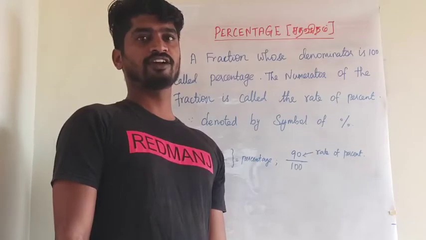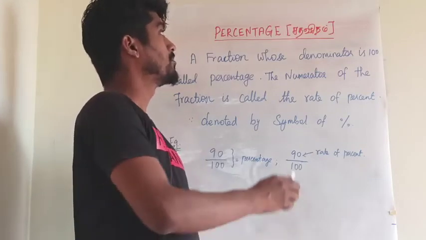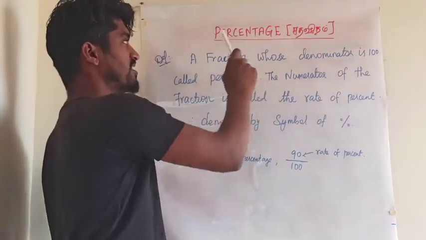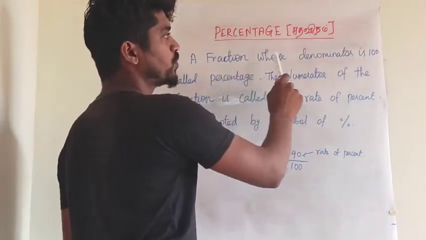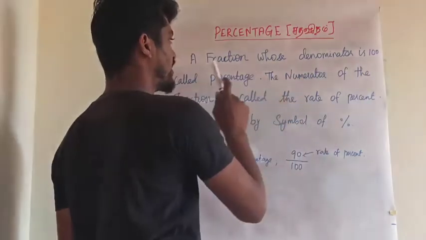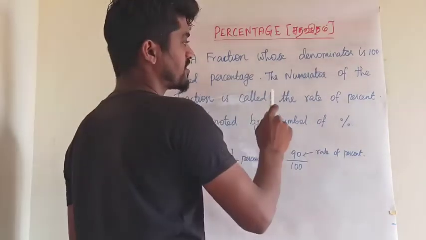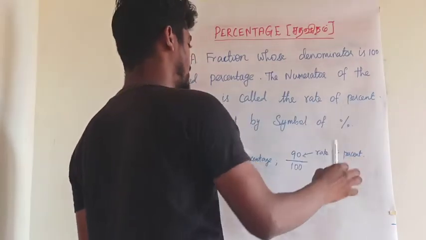Hi everyone. Today we are going to see the topic about percentage. The definition of percentage is a fraction whose denominator is 100, called percentage. The numerator of the fraction is called the rate of percent.